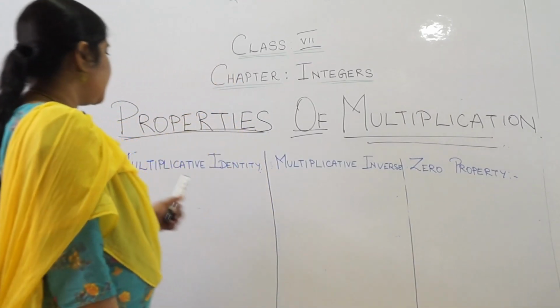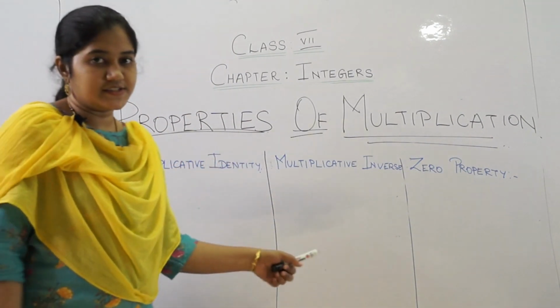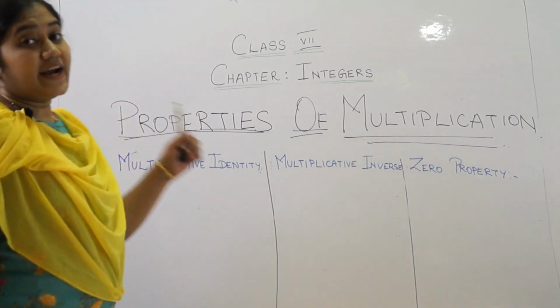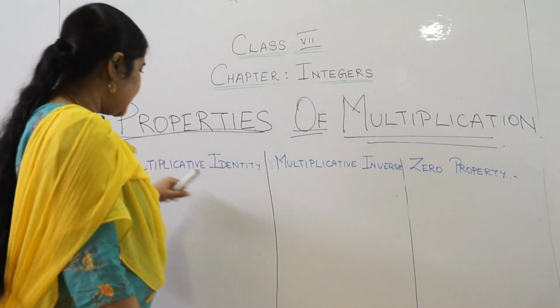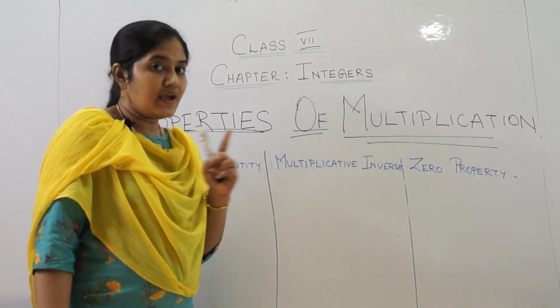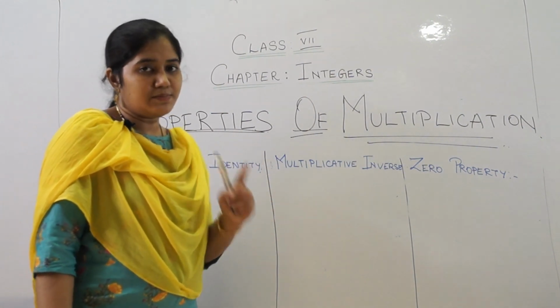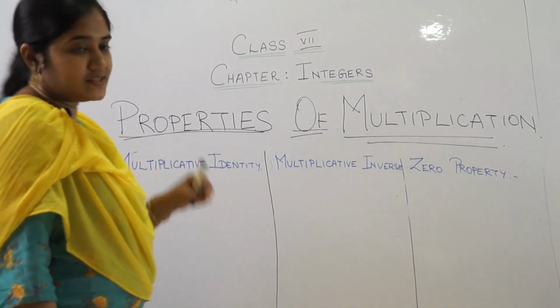Now the next property in multiplication of integers is nothing but multiplicative identity. So here, in addition and subtraction the identity element was 0, whereas in multiplication and division the identity element is going to be 1. So we have to keep this in mind. So what does this multiplicative identity property state?